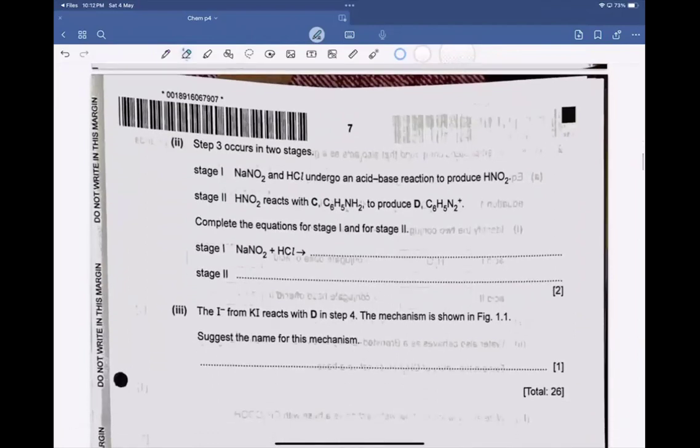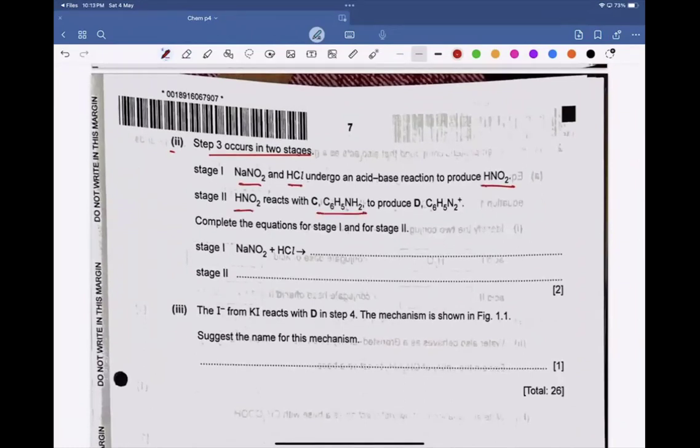Okay, now part 2. Step 3 occurs in 2 stages. Yeah, that's what we have discussed in the lectures, and you will find the equation as well: NaNO2 and HCl react to form HNO2, and that HNO2 reacts with phenylamine to form the diazonium ion. Complete the equation for stage 1 and then stage 2. In stage 1, if you recall, HNO2 will form and NaCl. And here it's phenylamine, a benzene ring bonded with NH2. And they are asking for the equation.